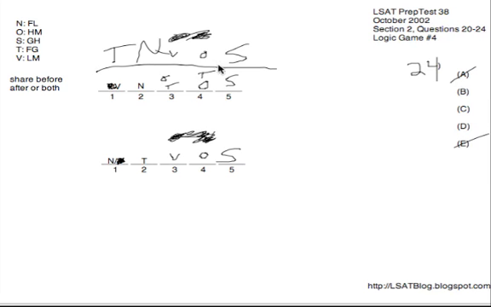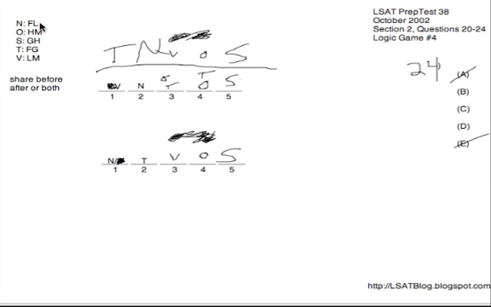T and S, could they share? Yeah, they share G. Could O and S share? Yeah, they share H. That's looking pretty good. So both of these seem valid so far. I just want to make sure that whatever's on 3 is sharing with whatever's on 2 and 4. Because O and T do not share anything. Therefore, O and T have to share with N in order for this to work.